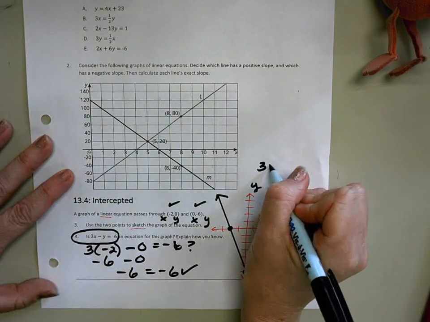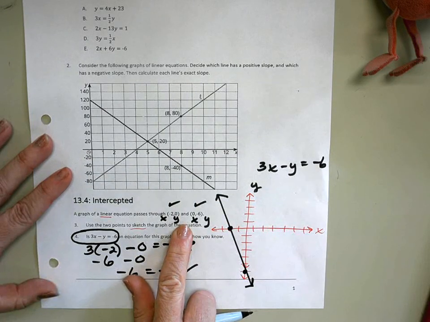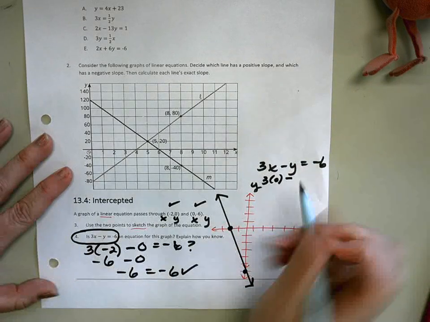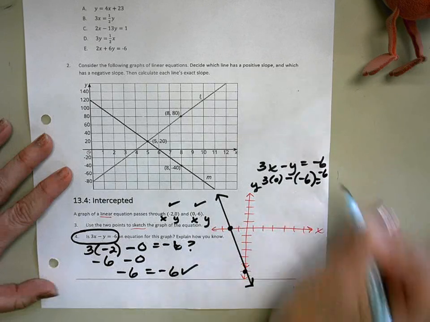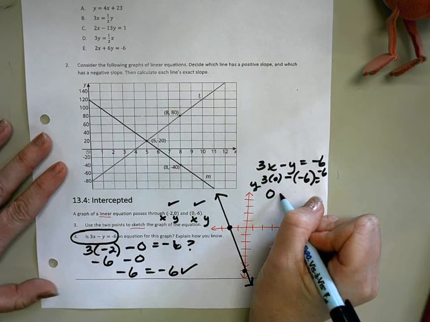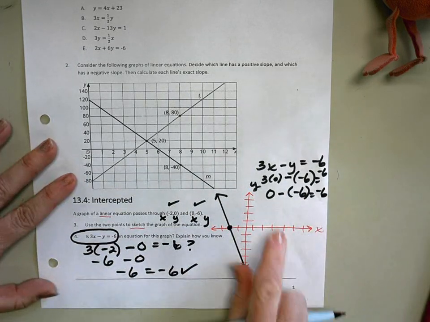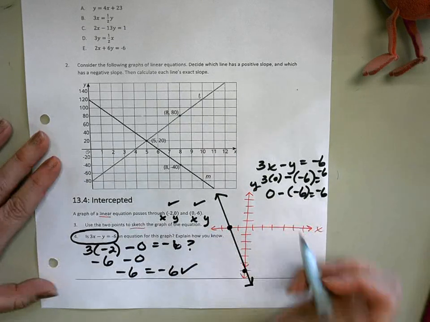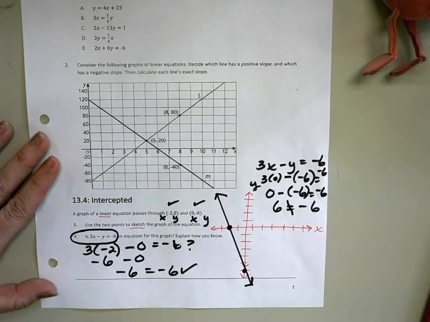So now I'm going to have 3x minus y. Does that equal -6 when I substitute in 0 for x and then minus y, and y is -6? Does that equal -6? Well, 3 times 0 is 0. I have 0 minus -6. Does that equal -6? If I'm subtracting a negative, a double negative is the same thing as adding, so I get 6 equals -6. That is not a true statement.